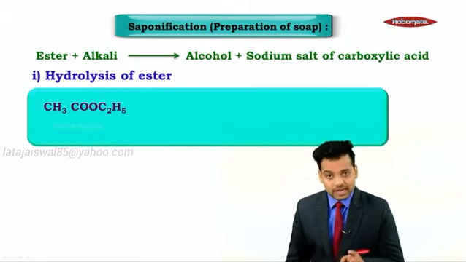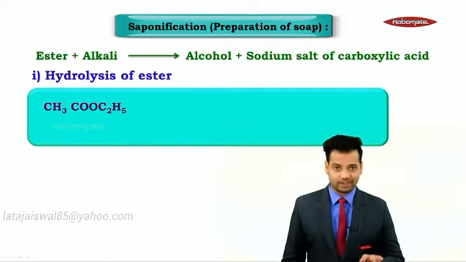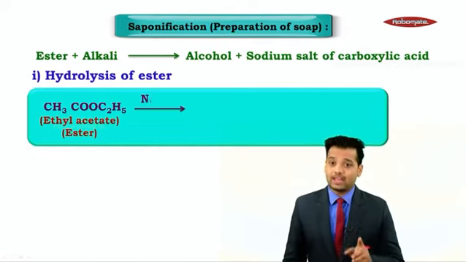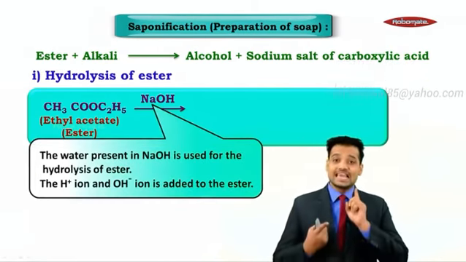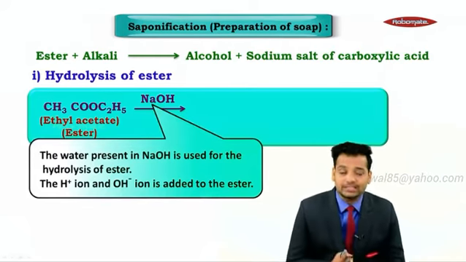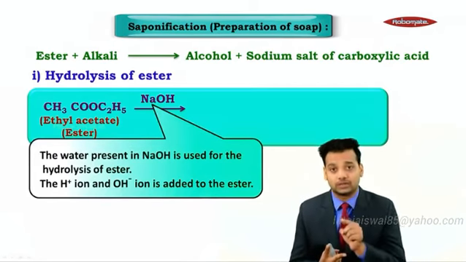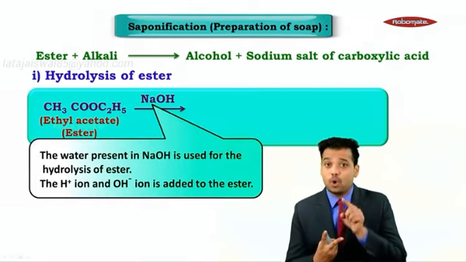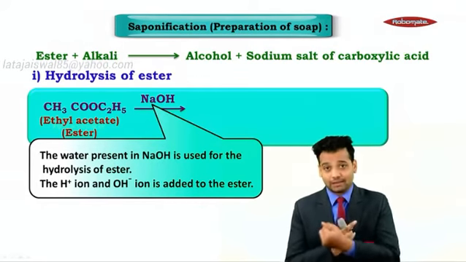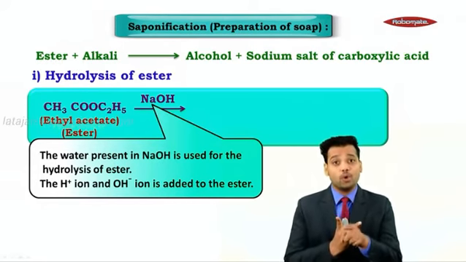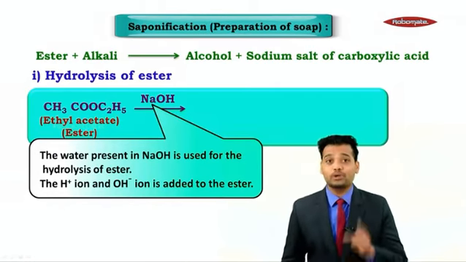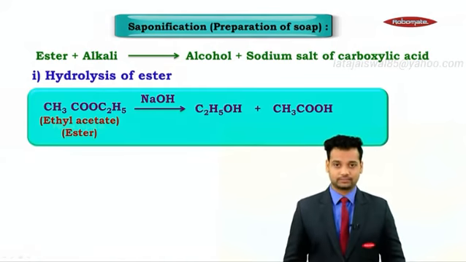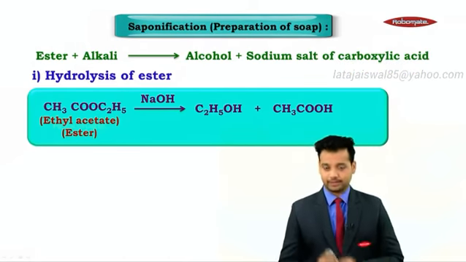So, CH3COOC2H5. The water from NaOH in the presence of alkali, the H plus ions and the OH minus ions, are used to break this ester. So the CH3COO will go with the H plus ion, making what? CH3COOH. And the OH will go with C2H5, forming what? C2H5OH. The first step is complete.